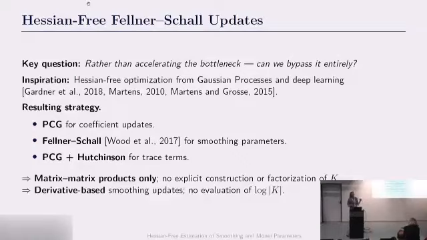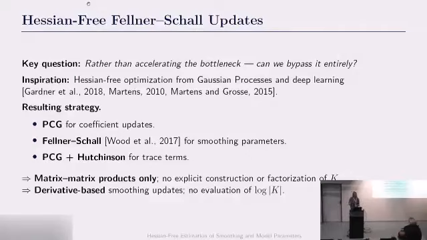And what they do for large Gaussian processes is not only using conjugate gradient for solving for the model parameters, but specifically to use Hutchinson trace estimation for the derivatives that come up in the marginal likelihood. And we want to do this as well, but combine it with a closed form update formula for the smoothing parameters, the Fellner-Schall scheme, which is also only derivative based. Okay, and this is supposed to be termed Hessian-free because we never need to form K.